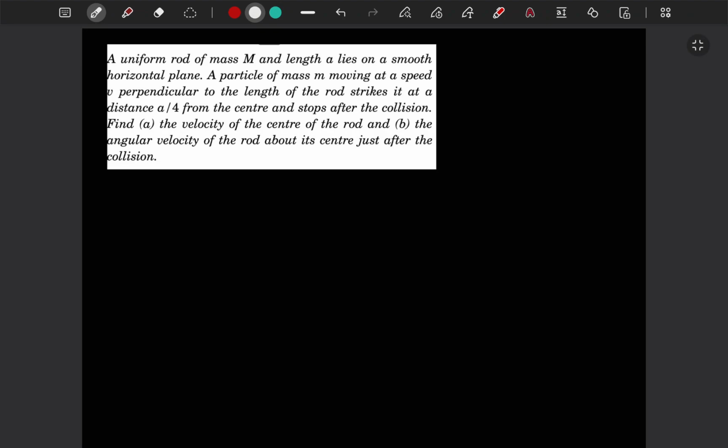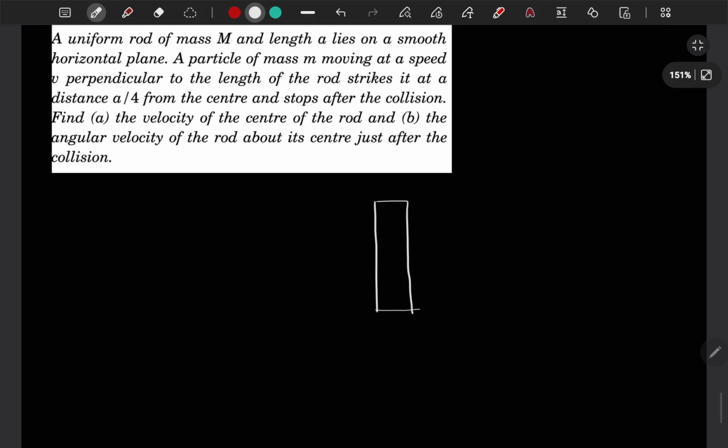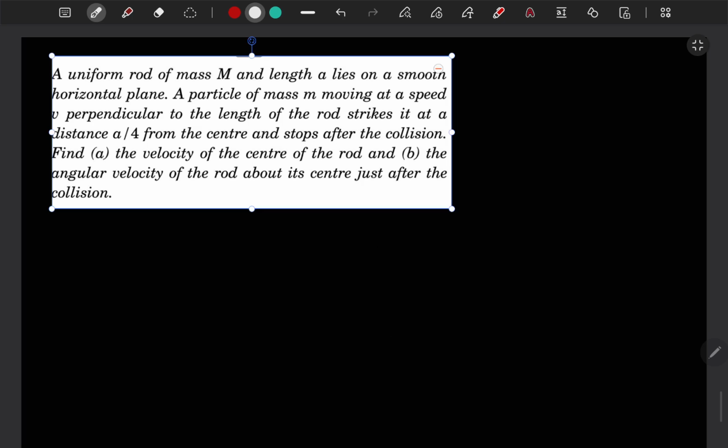So first of all, we read the question. It says there is a uniform rod of mass m. So there is a rod, and let's decrease the size of this. They say there is a uniform rod of mass m and length a lies on a smooth horizontal plane. A particle of mass m moving at speed v perpendicular to the length of the rod strikes it at a distance a by 4 from the center and stops after collision.